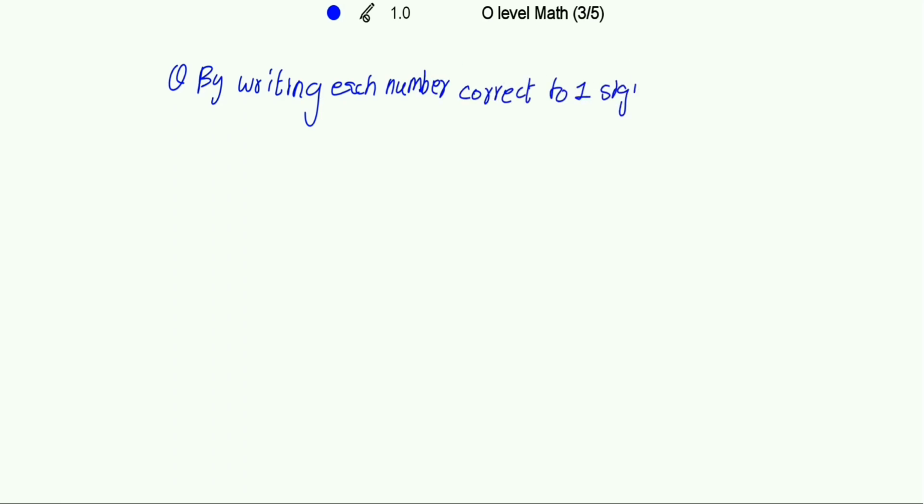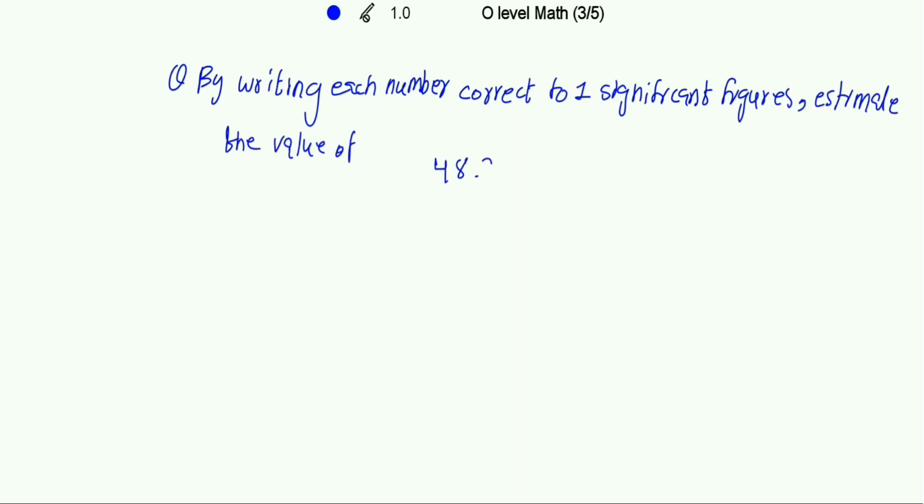Suppose that we have been given a question: by writing each number correct to 1 significant figure, estimate the value of 48.9 multiplied by 0.207 squared upon 3.94. Okay, by writing each number correct to one significant figure.